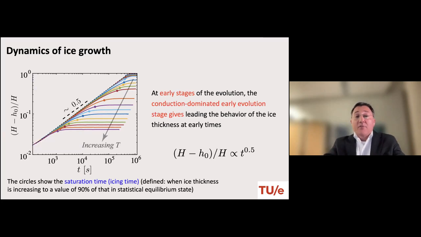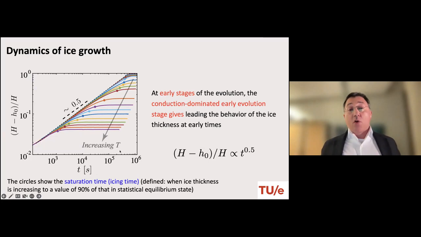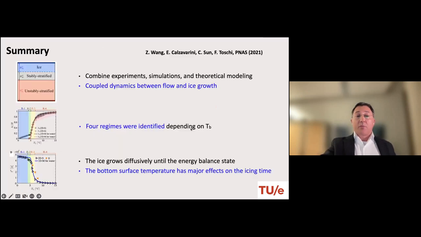Last check, the time to equilibrium. So you see that for small bottom wall temperature, it takes a very long time for the system to reach its equilibrium. And if you have a stronger turbulence, it equilibrates much faster. So you can actually define a sort of transition time, where the diffusive behavior stops and you reach equilibrium. And you can also test that against the model that we proposed.